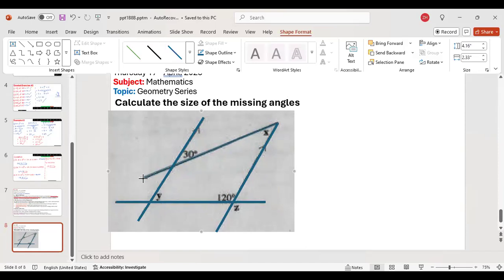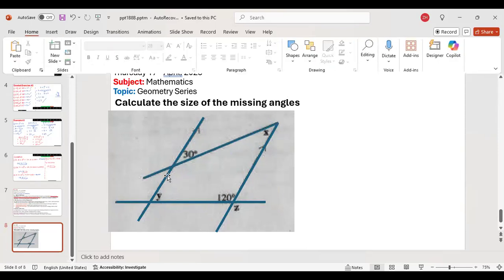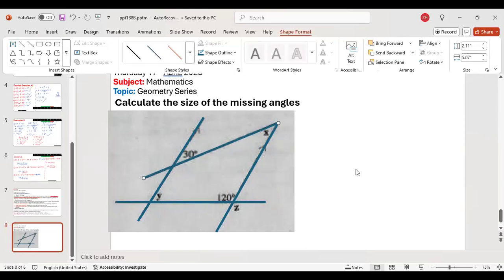Next, we also have this one. This one is right there. I done finished write mine down. You didn't already draw it?